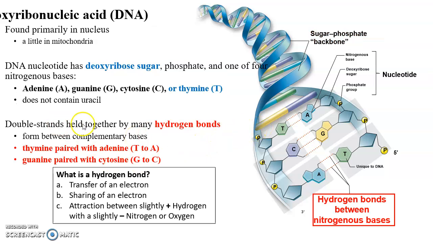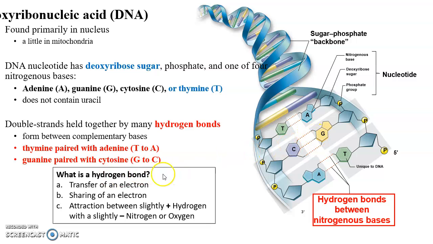The double strand is held together by hydrogen bonding between the complementary bases. There are specific bases that hydrogen bond with specific other bases. For complementary base pairing, thymine always pairs with adenine, and adenine with thymine, so T to A or A to T. And guanine always pairs with cytosine, or cytosine to guanine, G to C or C to G. Here's an A pairing up with a T. Here's a C pairing up with a G.